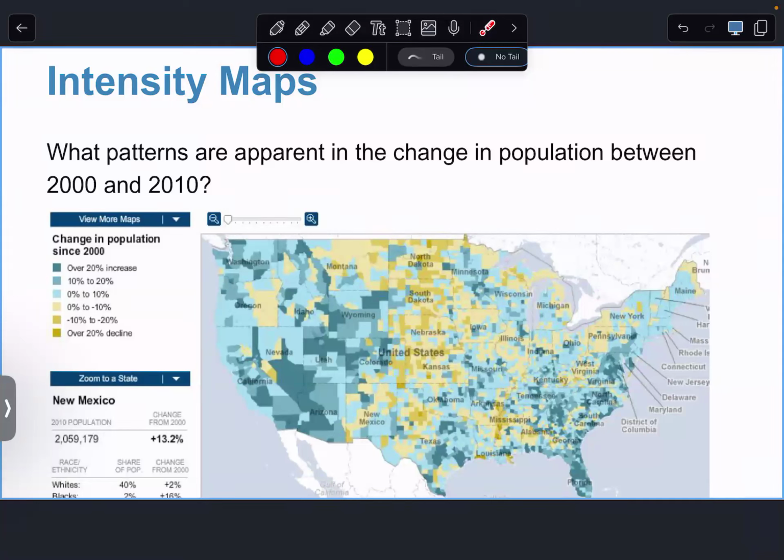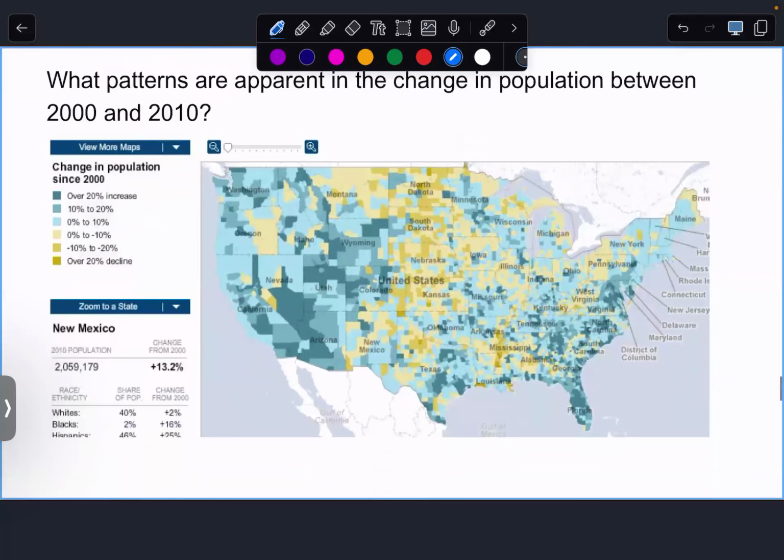Intensity maps or heat maps. Heat maps, I remember when they kind of hit the scene in the way where it became really easy to make heat maps. And so then everyone was doing it, because it used to be really difficult and now all of a sudden it was really easy. Everyone was doing heat maps or intensity maps, but we use them a lot, right? Newspapers and things like that.